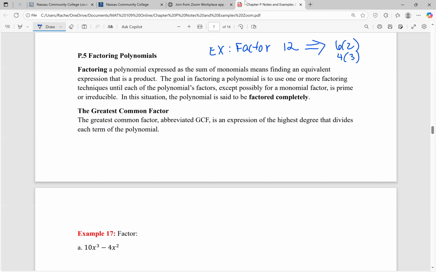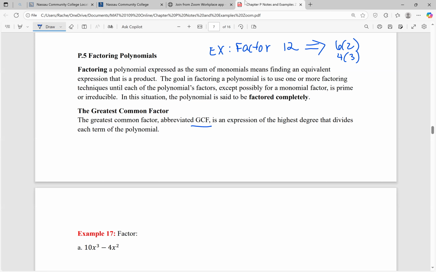I think the most common factoring method that a lot of you think of when it's time to factor is factoring out the greatest common factor. And we usually call the greatest common factor the GCF. It's an expression of the highest degree that divides each term of the polynomial. So what does that mean? Well, let's look at an example.